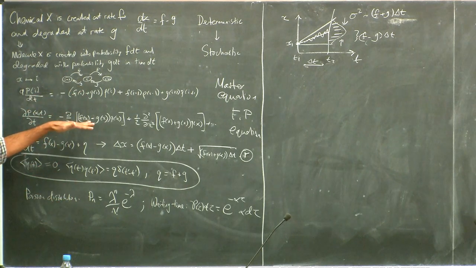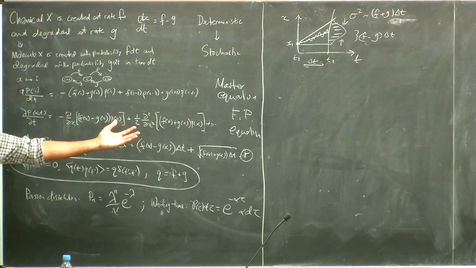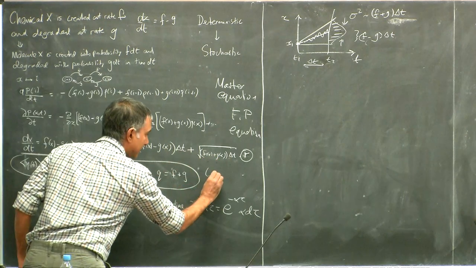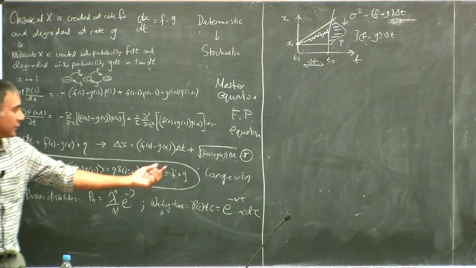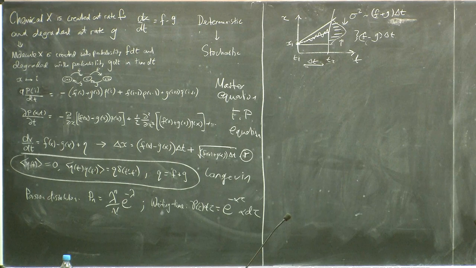This is an approximation, and those of you who like solving PDEs, you can use all the tricks you want to solve this PDE. And like I said, this is called a Langevin equation. And this can be solved with the use of this random number generator. Okay? So I'm going to teach you one more way to solve this system.